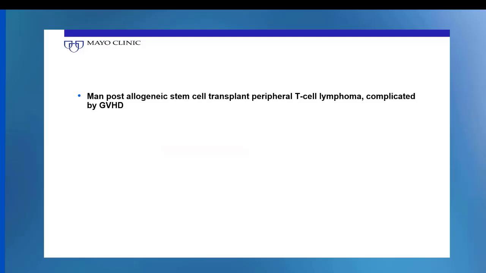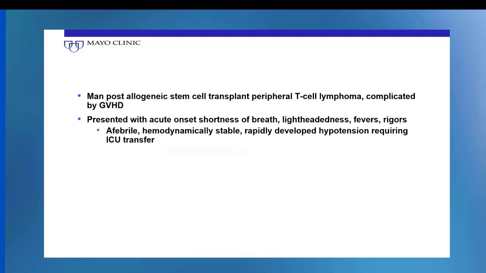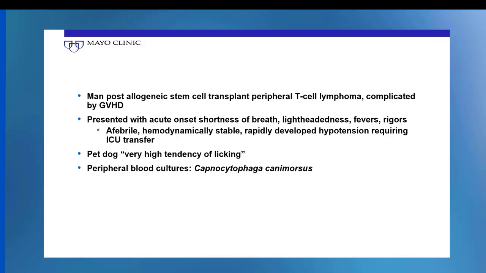This is a man who's post-allogeneic stem cell transplant for peripheral T-cell lymphoma, complicated by graft versus host disease, who presented with acute onset shortness of breath, lightheadedness, fevers, and rigors. He was afebrile, hemodynamically stable, and rapidly developed hypotension, requiring transfer to the intensive care unit. He was noted by the infectious disease team to have a pet dog with a, quote, very high tendency of licking, and blood cultures were positive for Capnocytophaga canimorsus.